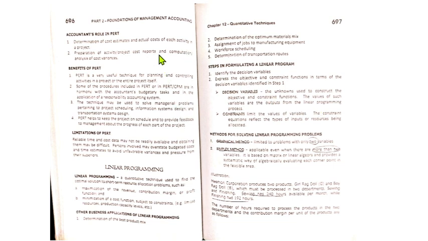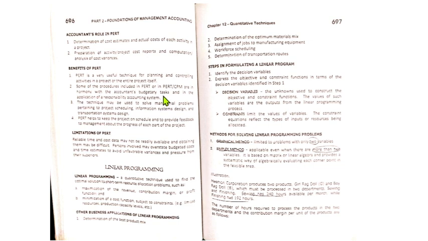Okay, the accountant's role in PERT is the determination of the cost estimates and actual cost for each activity on a project. Yes, the preparation of activity and project cost reports and computation analysis of cost variances. Yes. So what are the benefits? The benefit is it is very helpful, useful technique for planning and controlling activities in a project or the entire project itself.